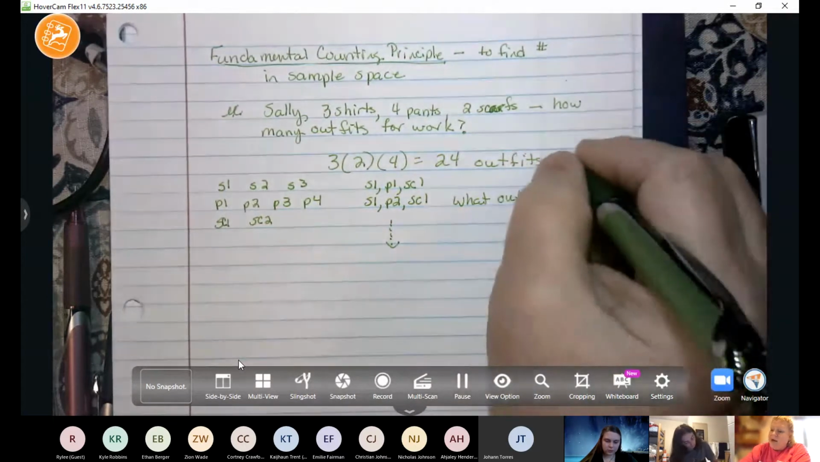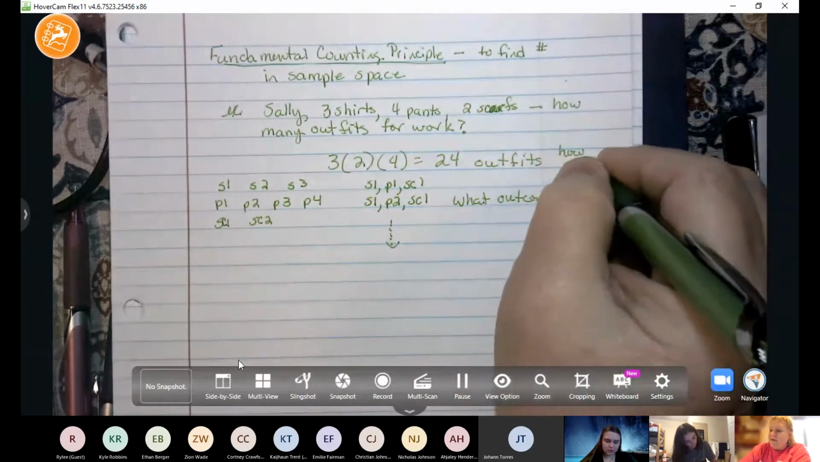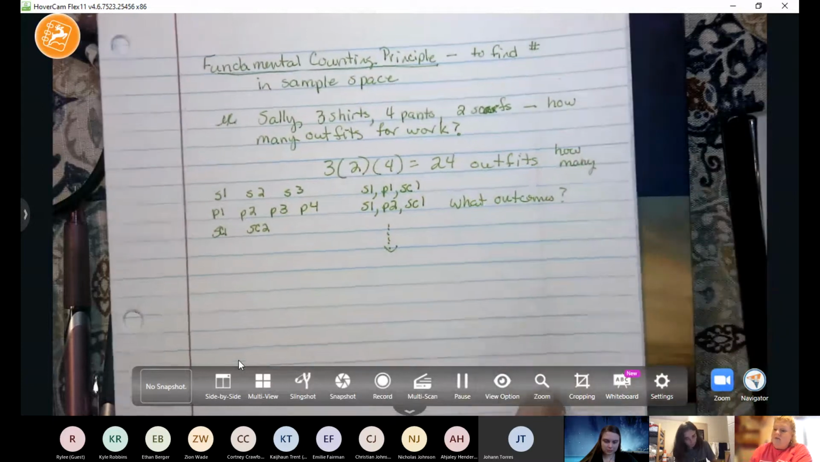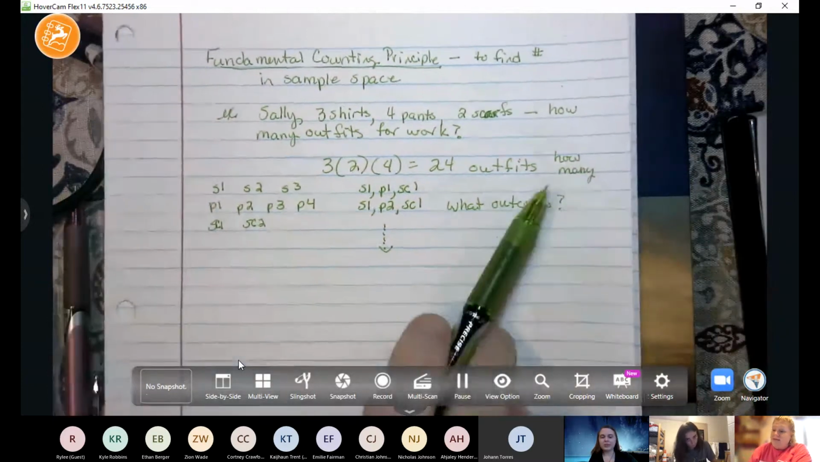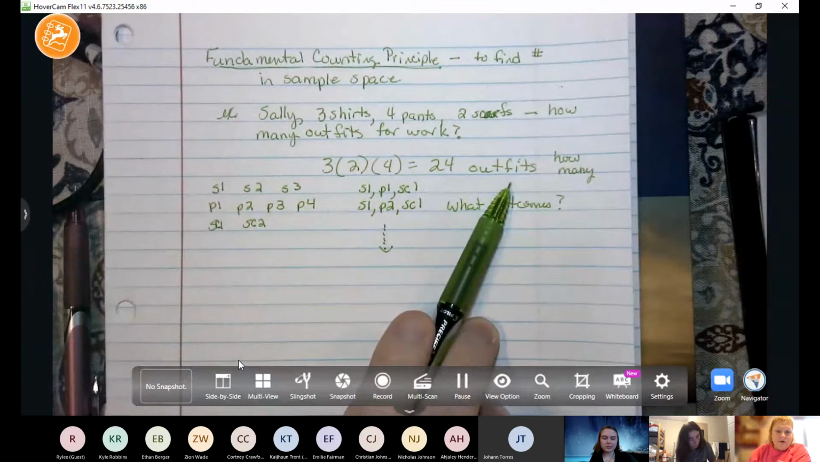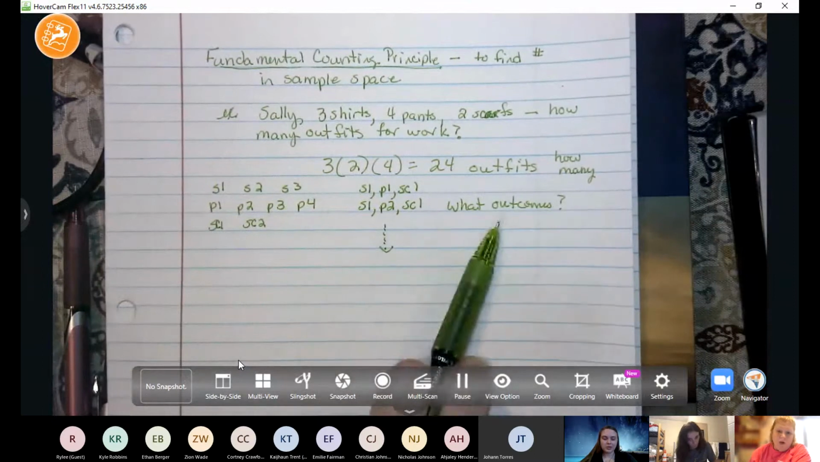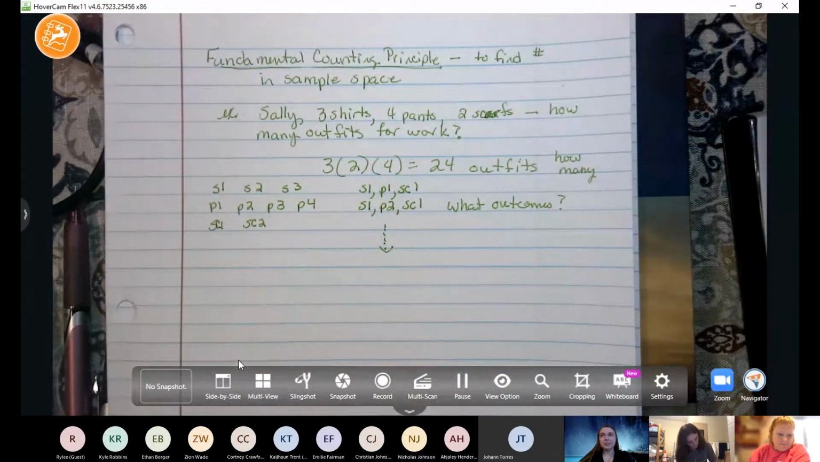But this tells us how many very quickly. So all the fundamental counting principle does is tell us how many outcomes there are. It does not tell us what the outcomes are.